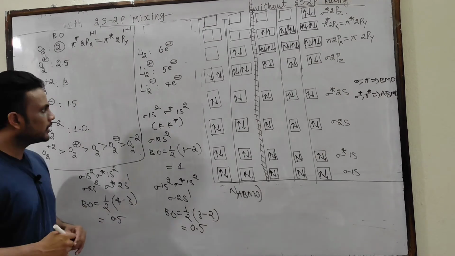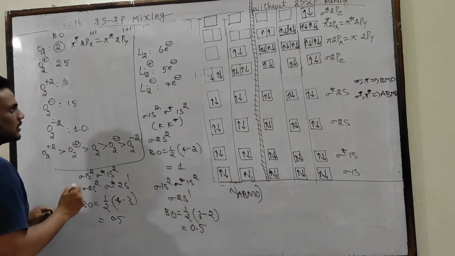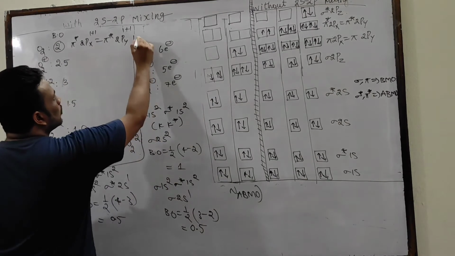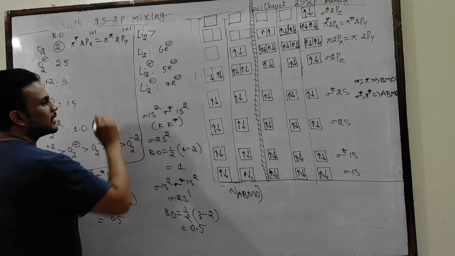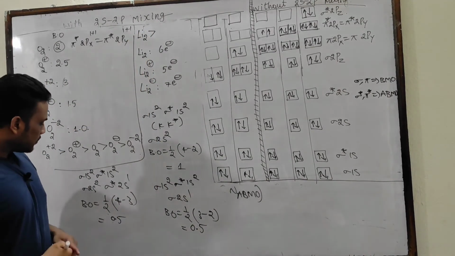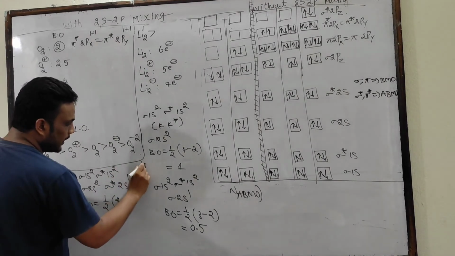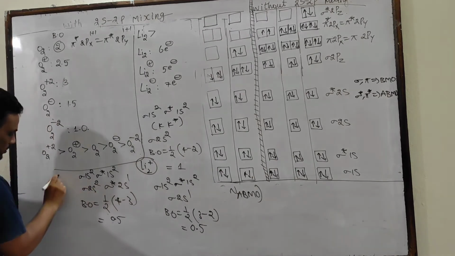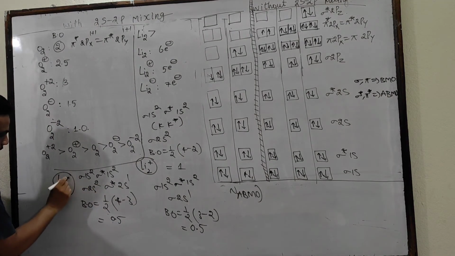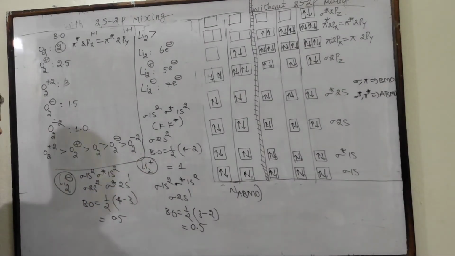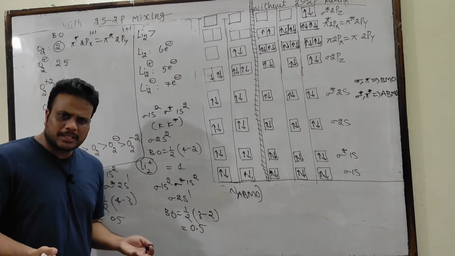Sir, lithium 2 is more stable, no doubt, because in Li2 the bond order is 1. So Li2 should be the most stable. But between Li2 plus and Li2 minus, both have the same bond order. Should they have the same stability?